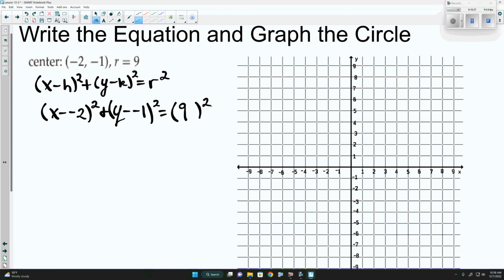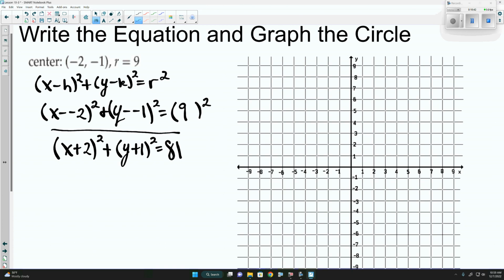Now we can simplify this a little bit, our negative and negative. So we'd have x plus 2 squared plus, here negative and negative, y plus 1 squared is equal to 9 squared, and 9 squared is 81. Any questions on how we found the equation of the circle?